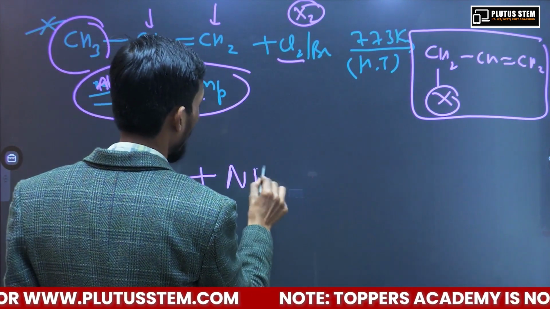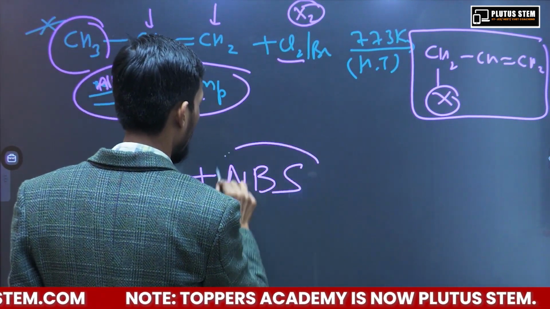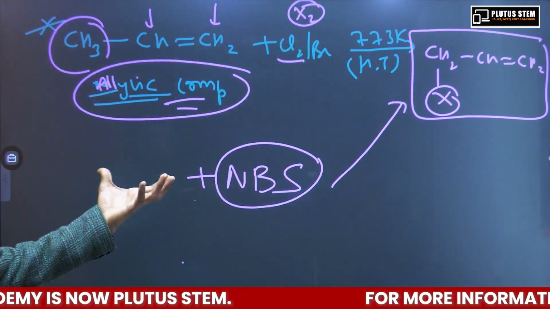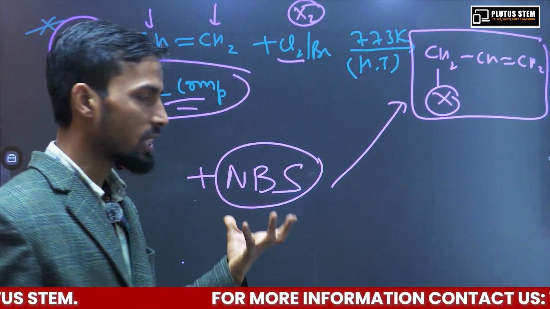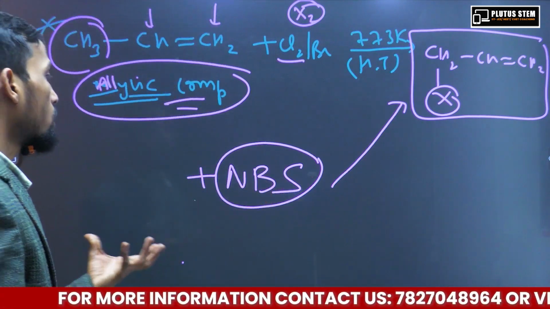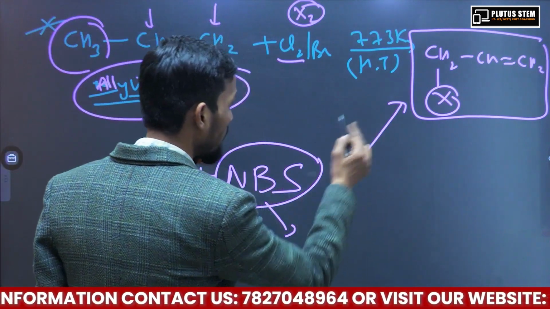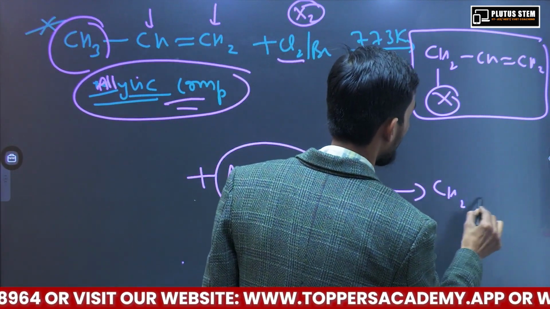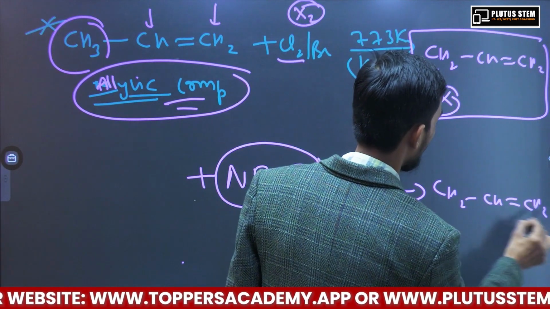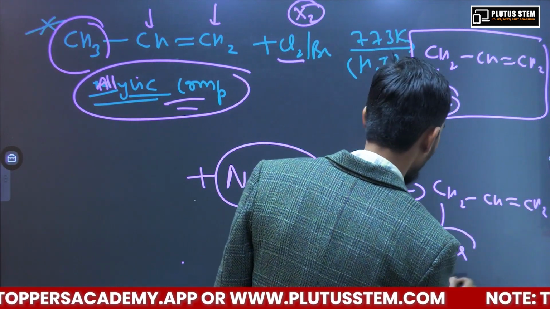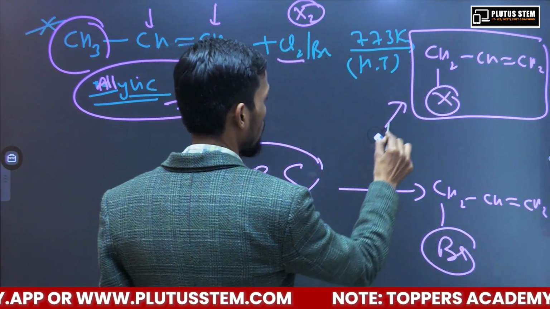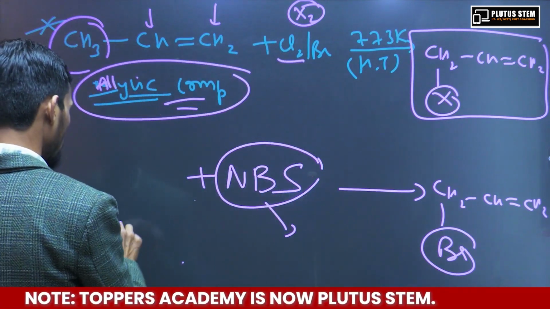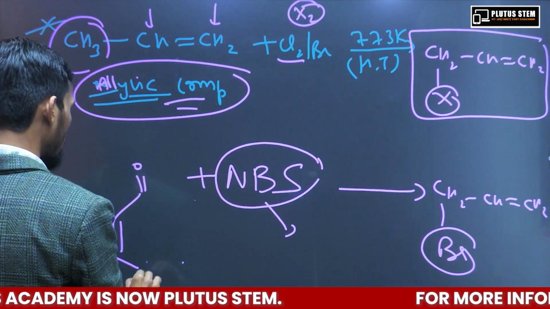We can also use NBS. Then also we will get a similar type of product. This is nothing but N-bromosuccinimide. But the main difference over here will be, this will give us CH2 single bond CH double bond CH2Br, because only Br is there, not the whole X.